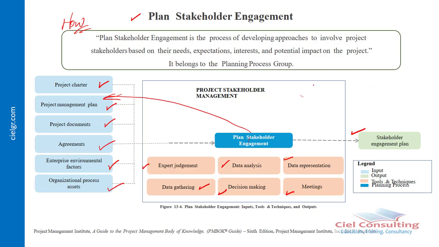So if you remember earlier on, we talked about what we refer to as a power interest grid, where we classified our stakeholders based on their level of power as well as their level of interest in our project. And we said that for stakeholders who fall under quadrant A, that is high power, low interest, we need to keep them satisfied. So at the planning stage is where we now determine what is the best and most effective way to keep stakeholders who we say we're going to keep satisfied. How best can we keep them satisfied?